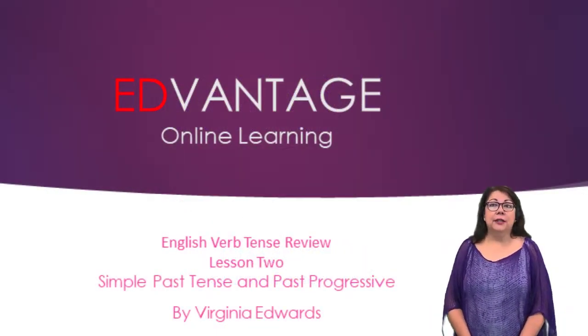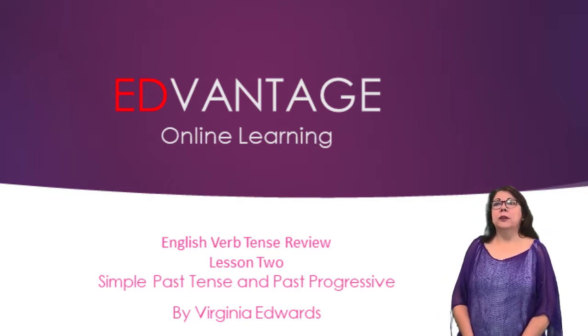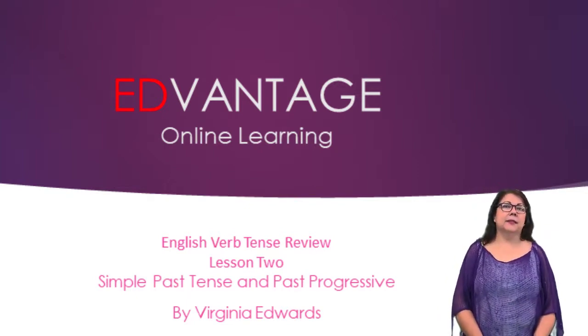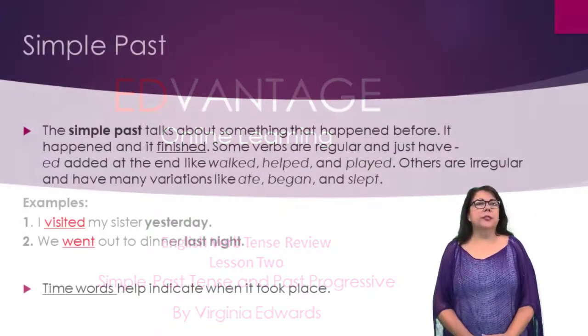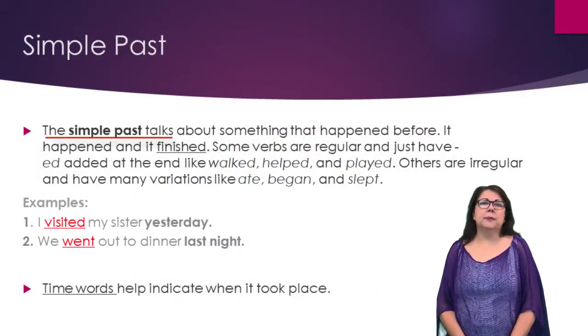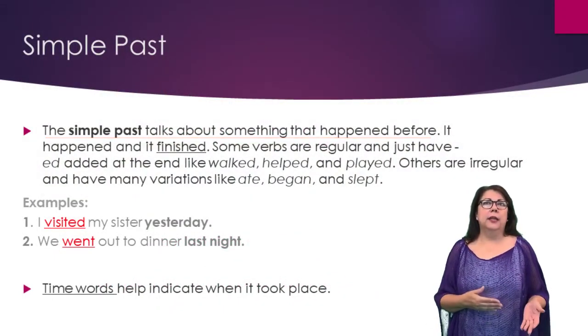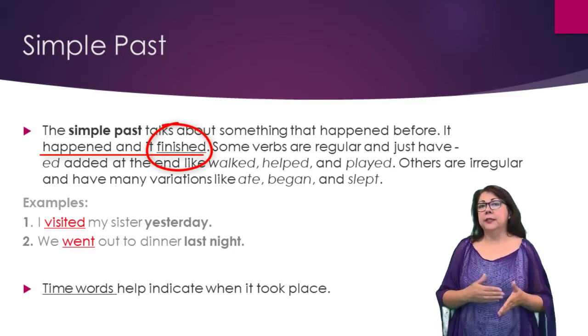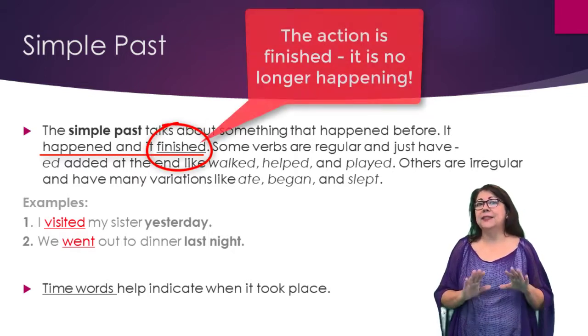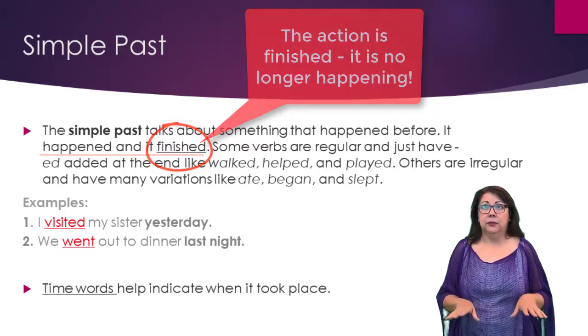My name is Virginia, and for this lesson we are going to talk about the simple past tense and the past progressive. So, simple past. The simple past talks about something that happened before. It happened and it's finished. So that's an important point with a simple past. It is finished. It's no longer happening right now.